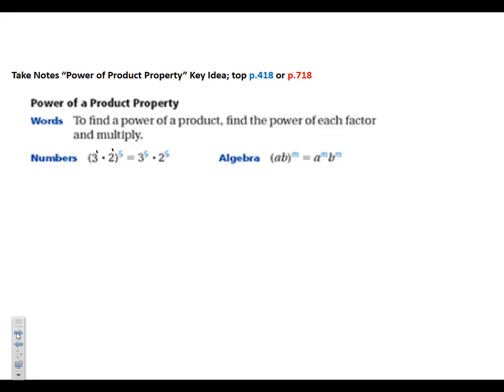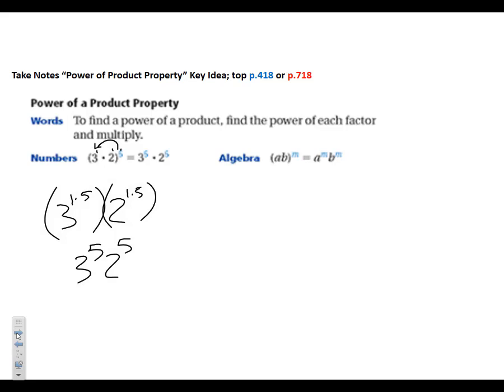But we're raising those to another power. So a power to a power would say 3 to the 1 times 5 times 2 to the 1 times 5, which would give us 3 to the 5, 2 to the 5, right? Or you could call it distributing and multiplying by each of the powers. So we're finding that power, and then we're going to multiply. Now in this particular case, we left it as exponents, but really, in the future, we're actually going to evaluate that out. Algebraically, a times b raised to the power of m would be a to the m, b to the m. Pretty straightforward.